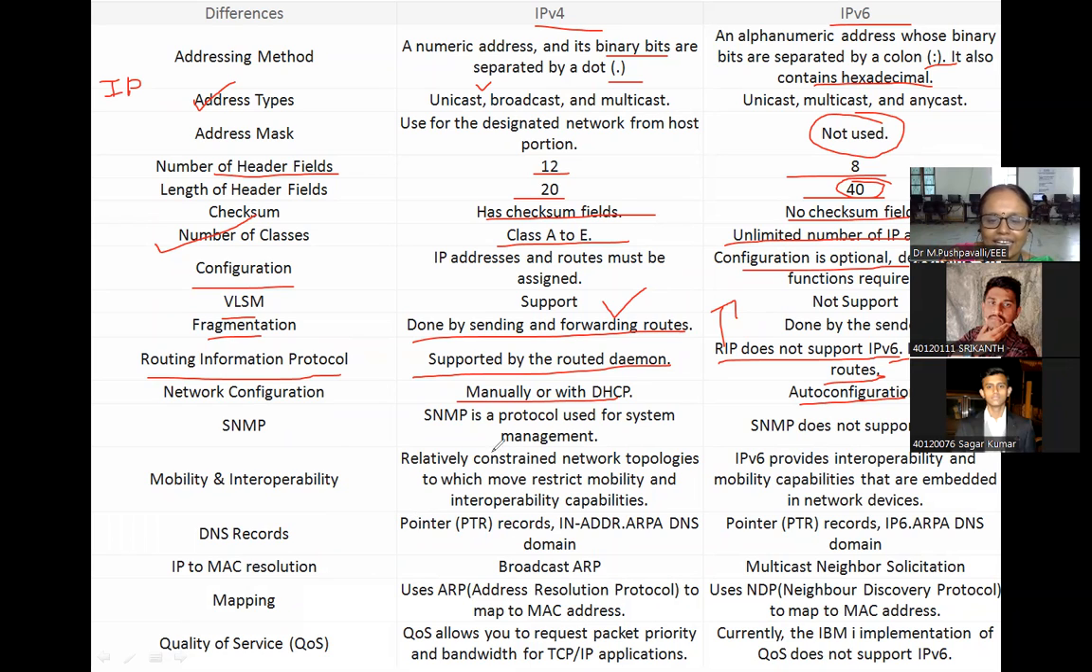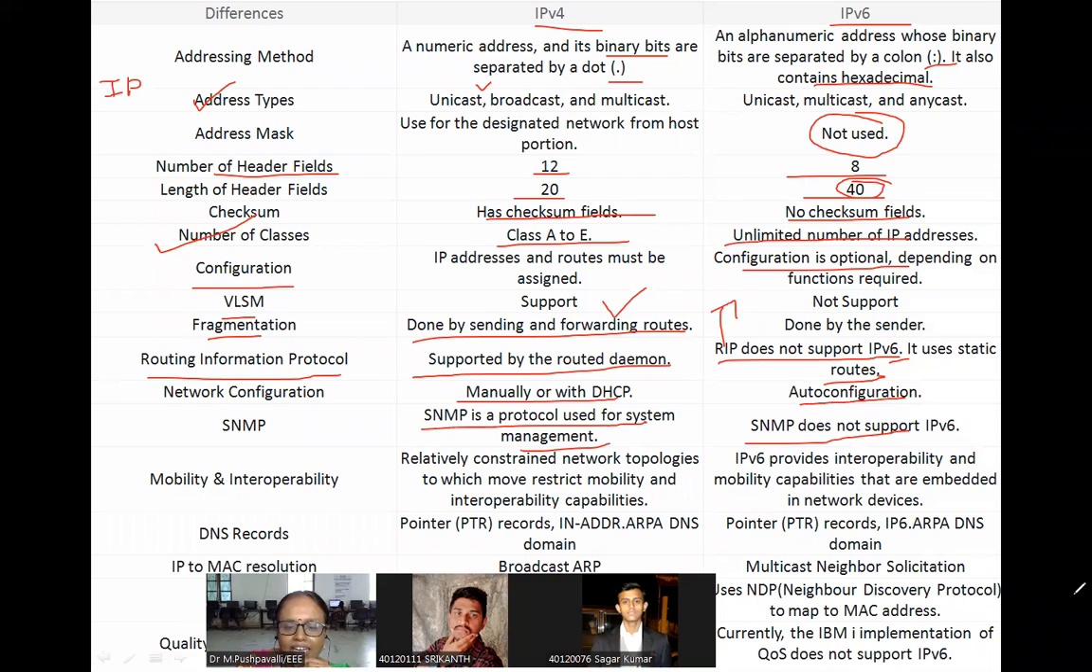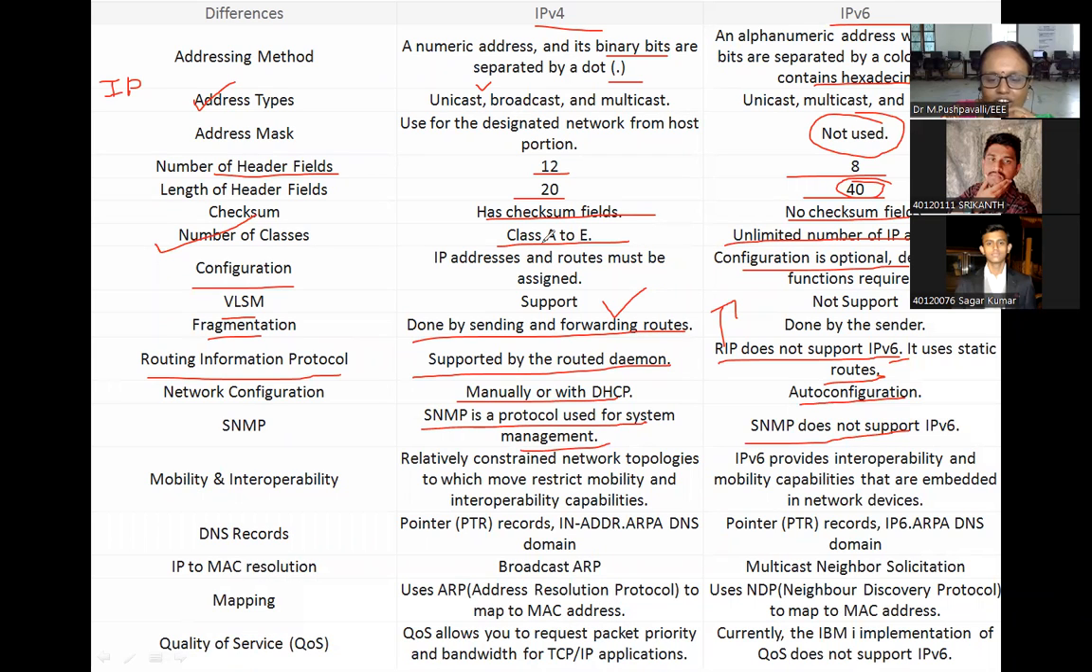Here SNMP protocol is used for system management. It does not support that in IPv6. Mobility and interoperability: a relatively constrained network topology restricts mobility and interoperability capability. And DNS record, you all understand. I think it's more specific there. I think we may explain it. Quality of service is good. Mapping is good, and IP to MAC resolution.